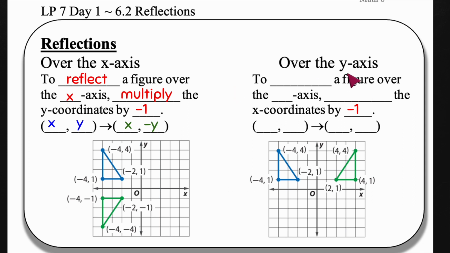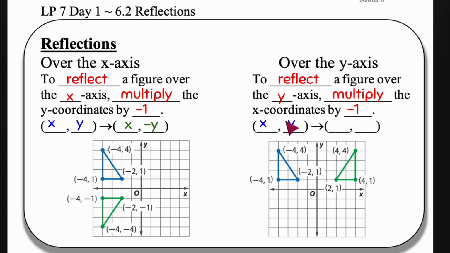If I want to reflect a figure over the y-axis, I'm going to multiply the x-coordinate by -1. So I kind of do the opposite. Hopefully you noticed I just switched that, because it actually said y on accident for just a second. If we're reflecting over the x-axis, we multiply the y-coordinate. If we're reflecting over the y-axis, we multiply the x-coordinate. So you just have to make sure you keep those straight. I just had a typo over here that I fixed.